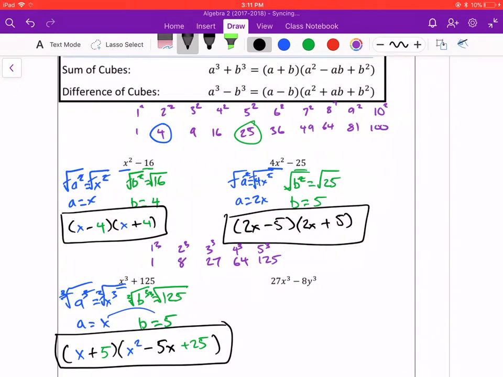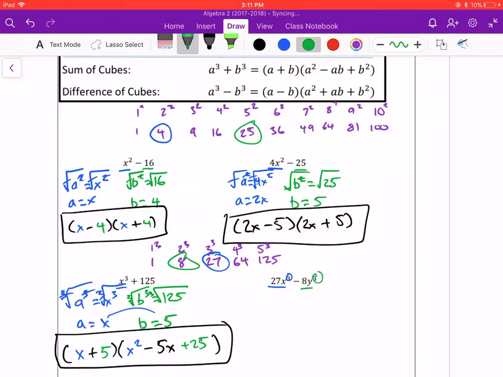Do the same over here. This time it's a difference, so I'll be using the last one in the formula. I know 27 is a perfect cube, that's in my answer. 8 is also there, let's color code this. And I know I have the exponents of 3. That's good. So everything's good, they are perfect cubes.